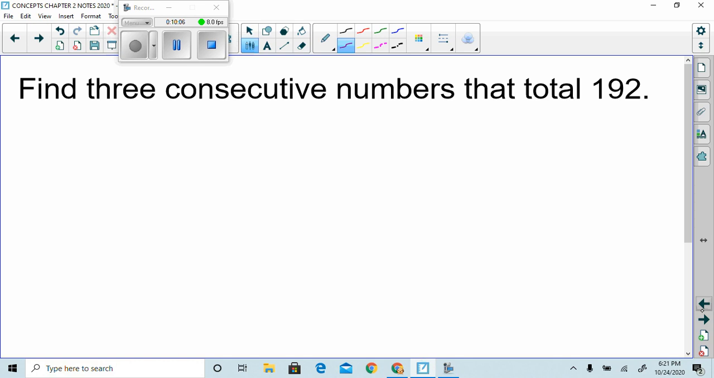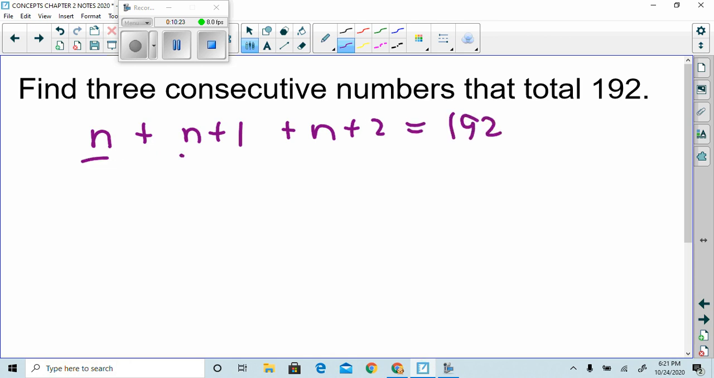Let's see another. Find 3 consecutive numbers that total 192. We have that same setup. N is my first number. N plus 1 more is my second, n plus 2 is my third, and it equals 192. I just have to remember that it's n plus n plus n, combining like terms. This is a multi-step, and 1 plus 2 is 3. If I'm looking for 3 consecutive numbers, we're always going to have 3n plus 3. You now subtract and divide and find your 3 numbers.